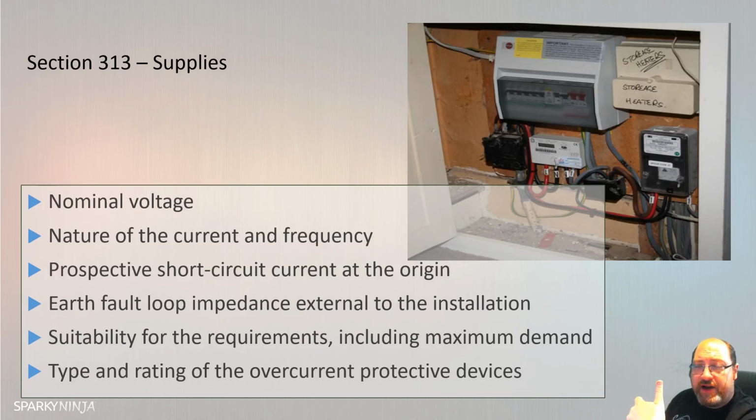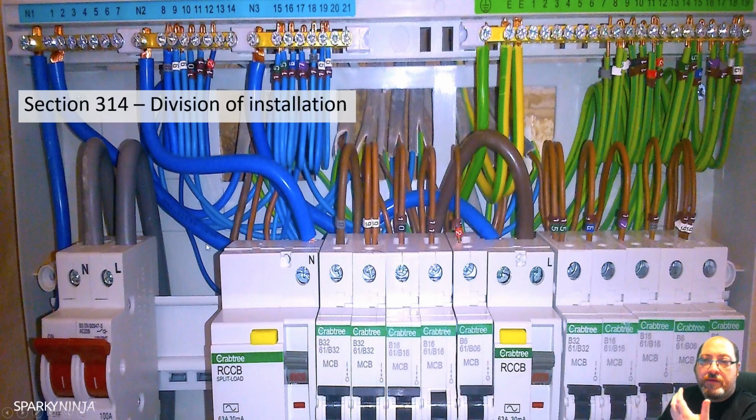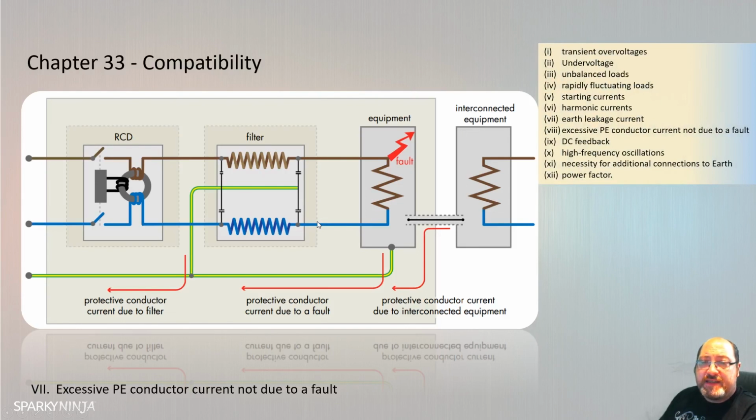What is the supply characteristics? What's my existing Ze? Is it any good? Is my prospective fault current okay for the switchgear I've decided to use? What is the current and frequency? Do I have enough power supply? When I do that, I need to divide. Do I need to divide the system up further? Is there an existing system that I need to divide upon? And then we have compatibility. So I need to make sure that anything that I install does not impose or affect the equipment adjacent to it.